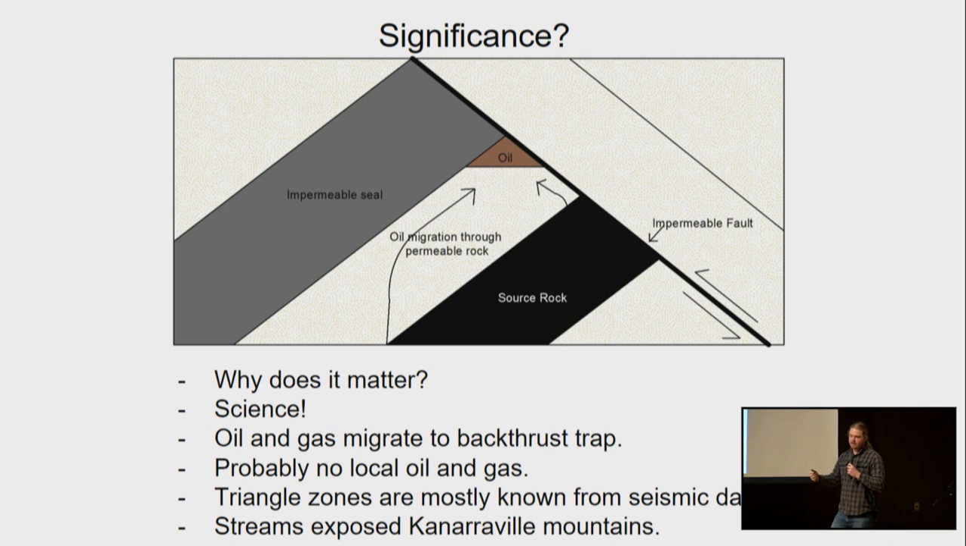The reason that we're looking at this is that most triangle zones are only studied from seismic data, which is very coarse. It's not easy to see fine detail in these data. But Kanarraville has been thrust up to the surface, and rivers have eroded through it and exposed the insides of this potential triangle zone. So geologists who do want to understand triangle zones for the economic benefits of it can walk around in it, touch the rocks, feel them, see all the little tiny faults, pull out their little hand lens, something that you can't do with seismic data. So it can be valuable for them.